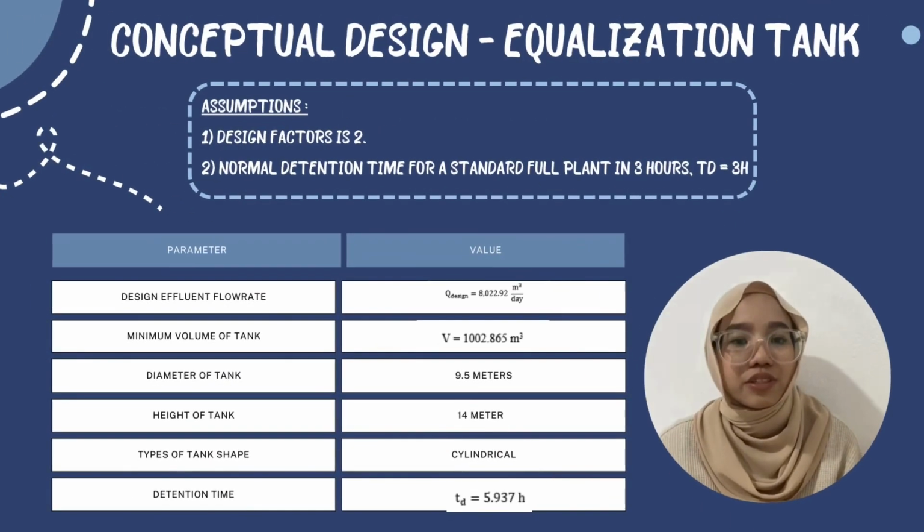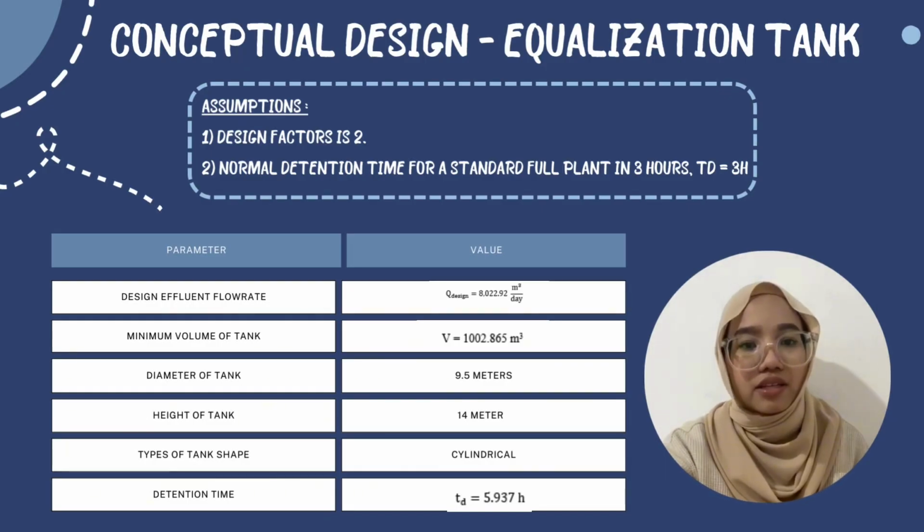So for the conceptual design of an equalization tank, starting with the assumptions, the design factor of this tank is 2, ensuring a safety margin for variation in flow and load. Additionally, the normal detention time for a standard full plant is assumed to be 3 hours, which is TD equals 3 hours, to ensure adequate retention before further treatment.